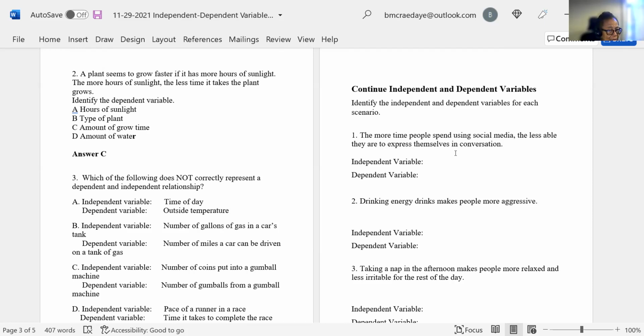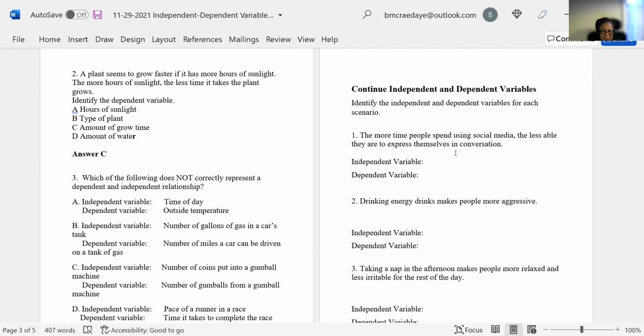We're completing our independent-dependent variable exercise. This will be the end of that particular topic. The more time people spend using social media, the less able they are to express themselves in conversation. Now, what is the dependent variable? What is the independent variable? The time spent using social media.